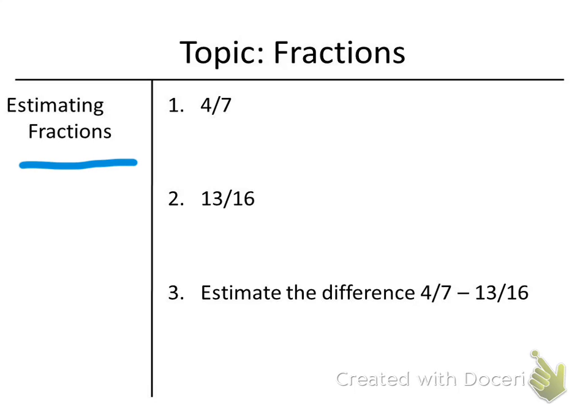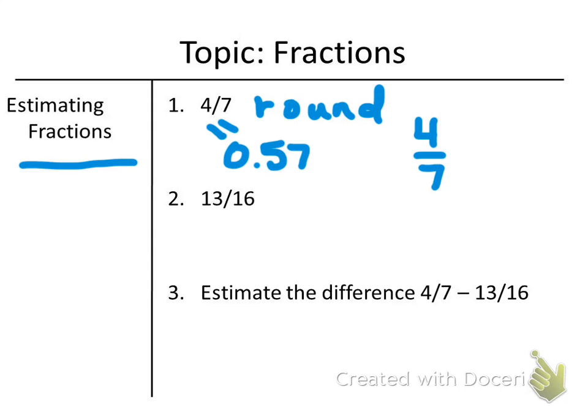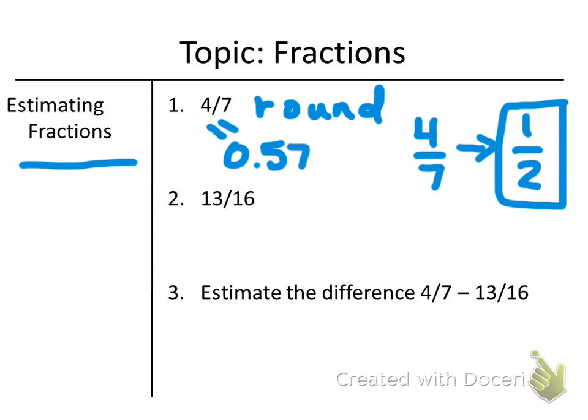So for number 1, I'm going to estimate the fraction and round it. By estimating, I mean round the fraction. If I take 4/7 as a decimal to estimate what I think it would be, 4/7 is equal to 0.57. So I'm going to estimate 4/7 to be 1/2. 1/2 is 0.5, and 4/7 is about 1/2.